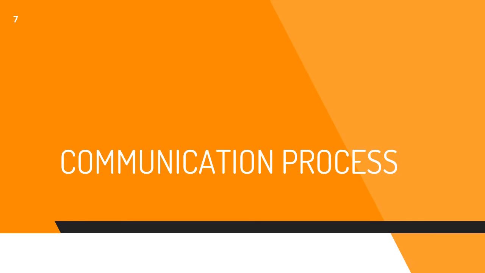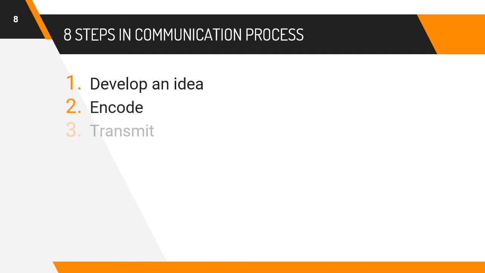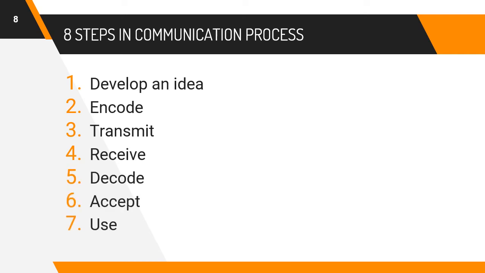Now let's take a look at the communication process. The communication process consists of 8 steps. First, develop an idea. Then, encode, transmit, receive, decode, accept, use, and provide feedback. Let us discuss each of these steps.